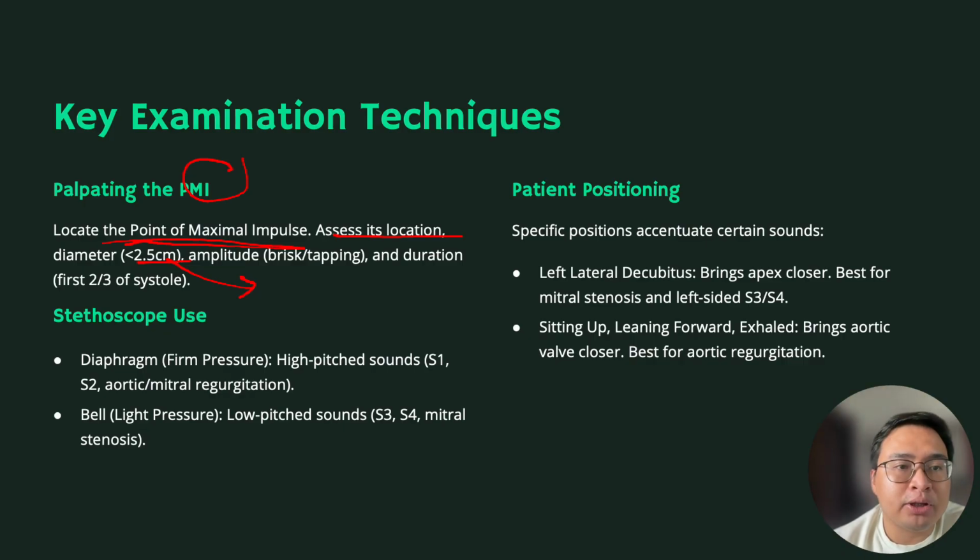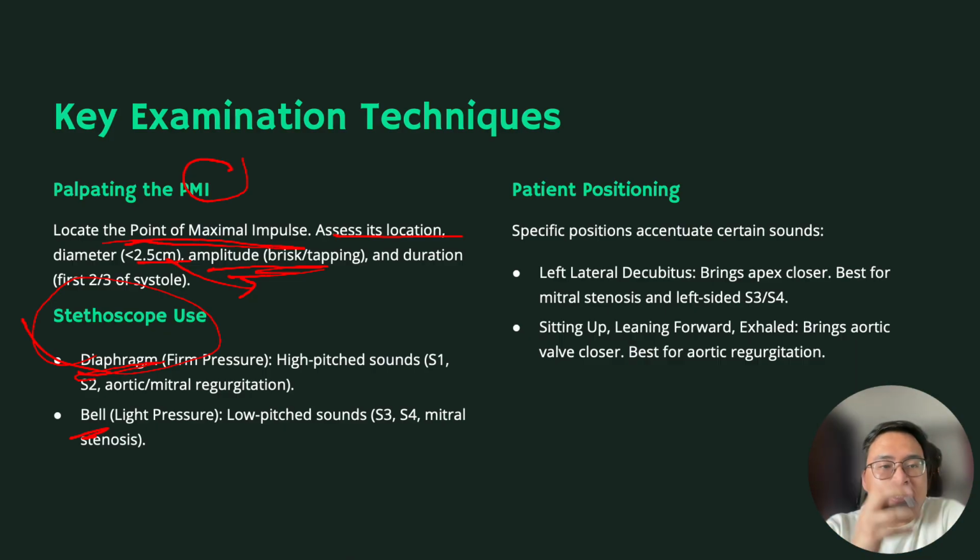Also, take note of its amplitude. It should be brisk or tapping. And its duration, overall duration, should be around the first 2/3 of systole. Okay? So you should be able to pinpoint the actual location of the point of maximal impulse using your finger. Next, which part of the stethoscope will you use? Actually, you're going to use both the bell as well as the diaphragm. Take note that when you're using the diaphragm, you apply firm pressure.